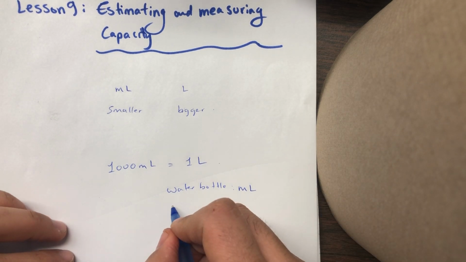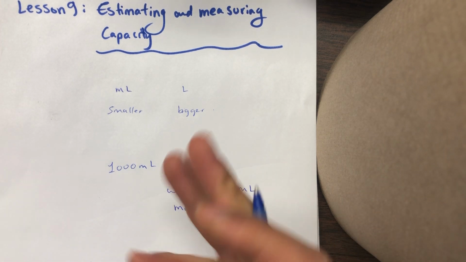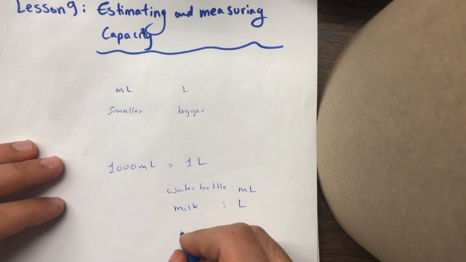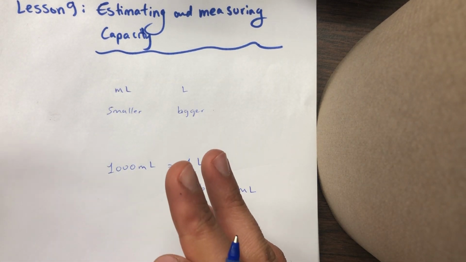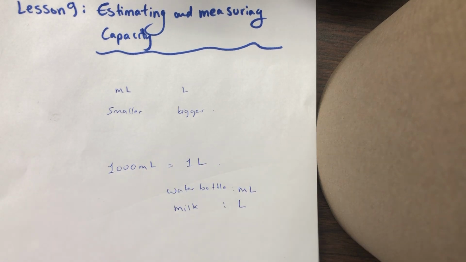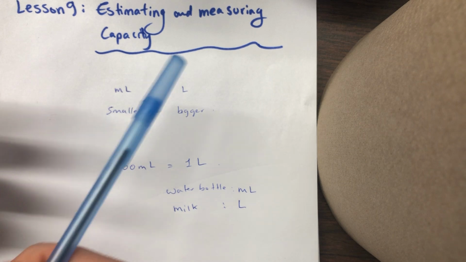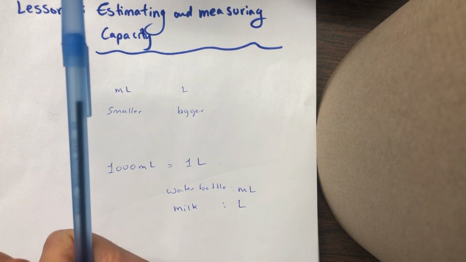How about a jug of milk? Jug of milk, it's bigger, so we're gonna go with liters. How about a pail? A pail is a bigger unit. It could hold more capacity, so we're gonna go with liters. How about a coffee mug? A coffee mug is something smaller. We're gonna go with milliliters.